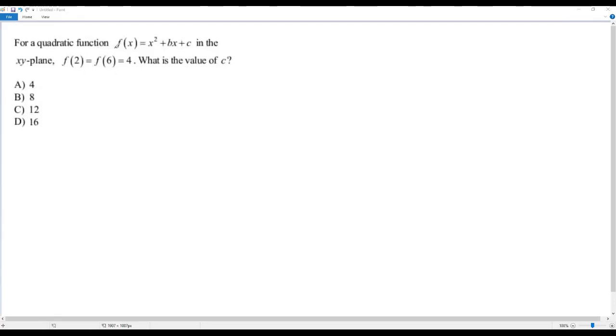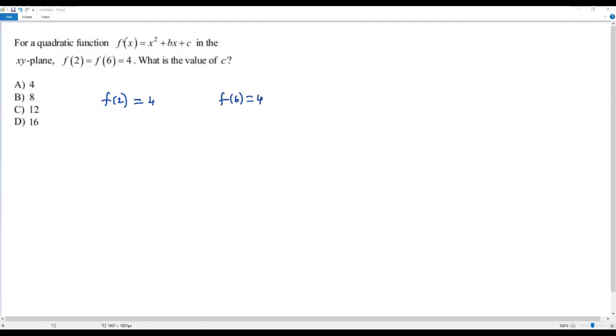Okay, in the given quadratic function, we have to get the value of the constant c. For that, let's consider the information we have: f(2) = f(6) = 4. That is, we have the same value for f(2) and f(6). That is, f(2) = 4 and f(6) = 4.